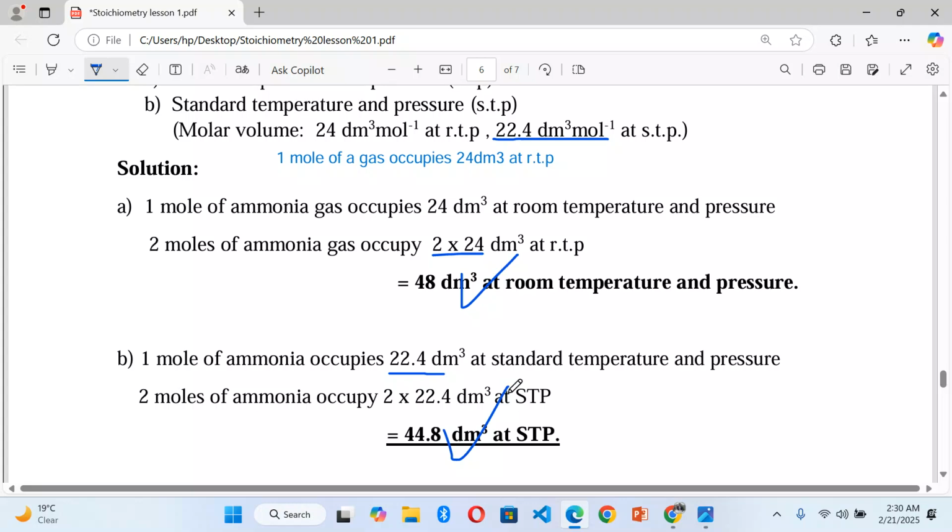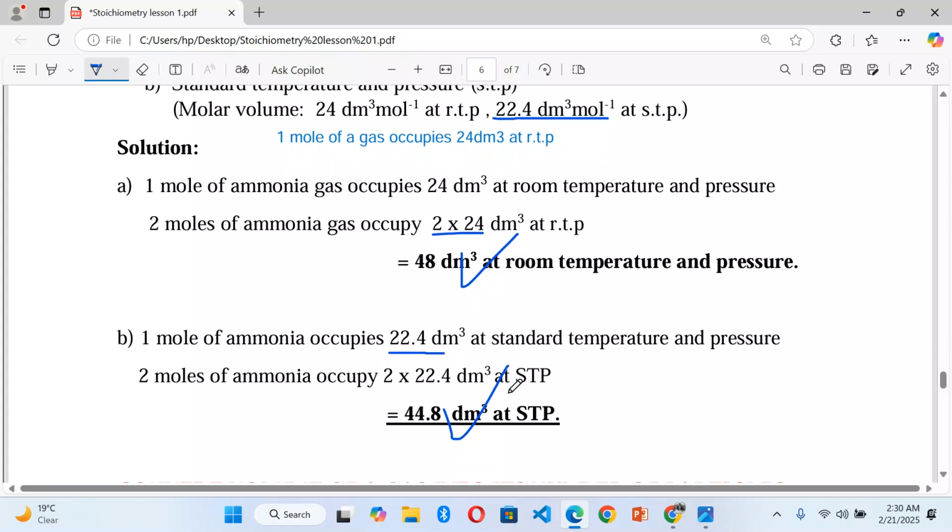Now, assume they have given you this volume. Can't you convert into moles? That is your practice question. Start from the answer and go back and see whether you'll be able to get 2 moles of ammonia.